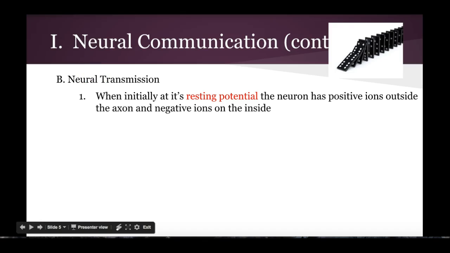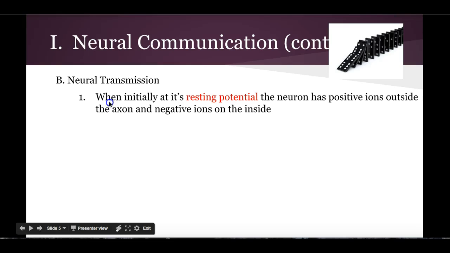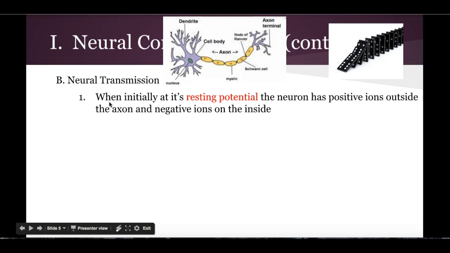So, what does this actually look like? Here is a picture of our neuron. In class we did a little demonstration on the different parts of the neuron, and this actually has a couple things labeled that we don't really need to know. But here's what happens: when we have our neuron at resting potential, we have positive ions on the outside and negative ions on the inside.